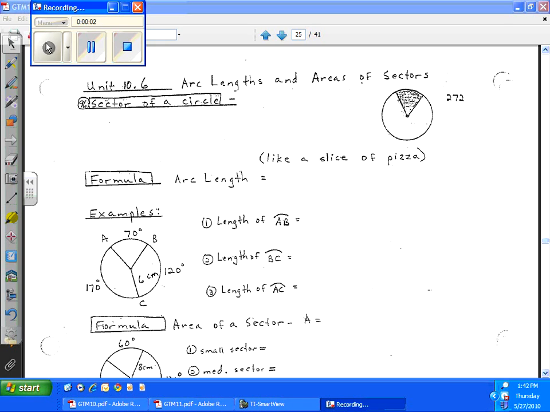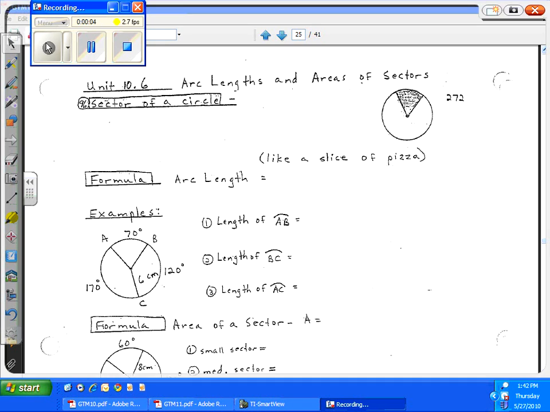Unit 10.6 is arc lengths and areas of sectors. Arc lengths and areas of sectors. A sector of a circle is a region bounded by two radii and an arc of the circle.